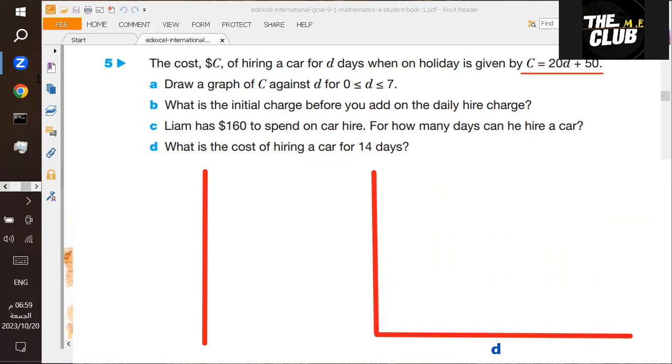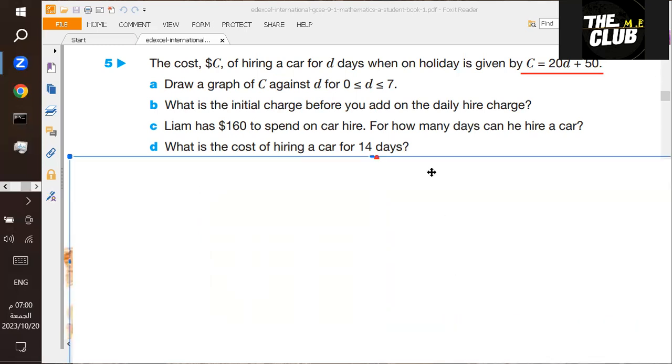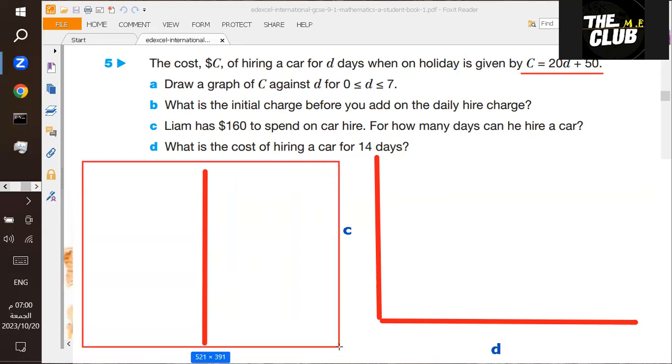I'll make more space for it, like here. So this is the D, or days, تمام? And this one will be C, the cost. I'll put C here, which is the cost in dollars, okay? Now, I'm going to use this space here to find the intercept so I can draw the line or the graph, okay?